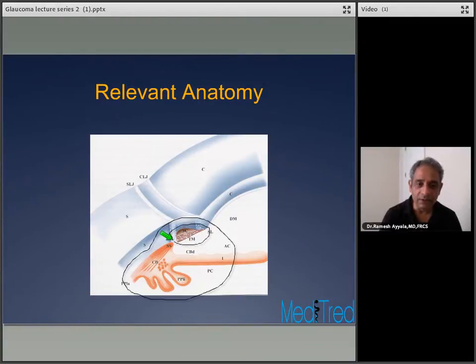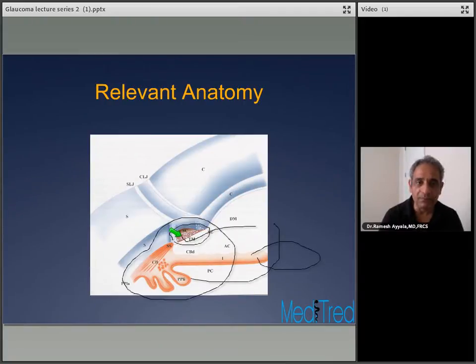Between these two, you have the production of the aqueous and the outflow of the aqueous. And of course, what you don't see in this slide here is the pupil through which the aqueous that's made in the posterior chamber is flowing into the anterior chamber. And from there, it gets out to the trabecular meshwork and the Schlemm canal.